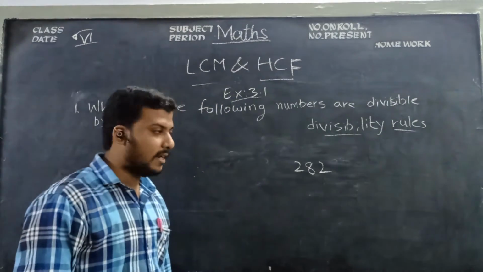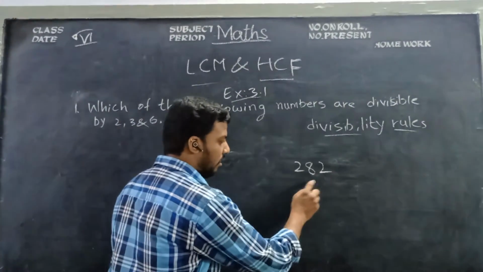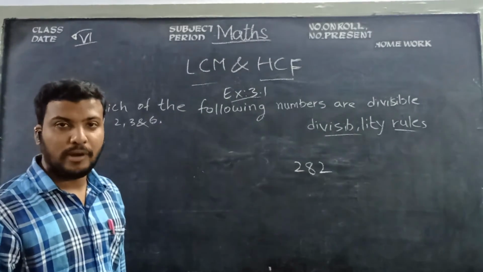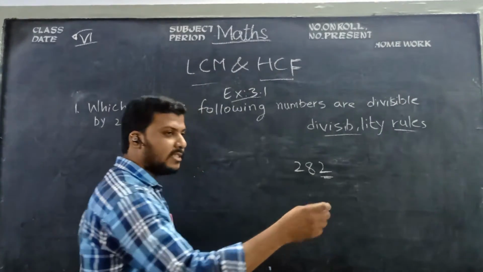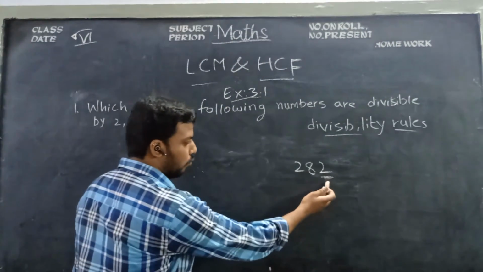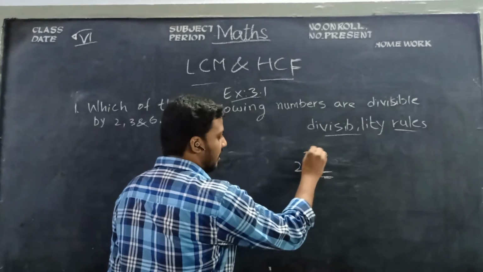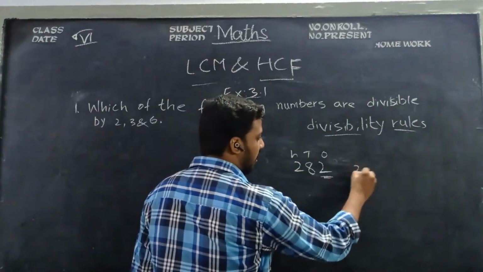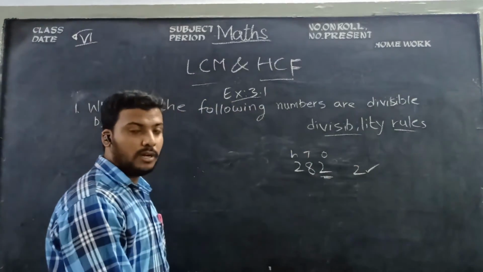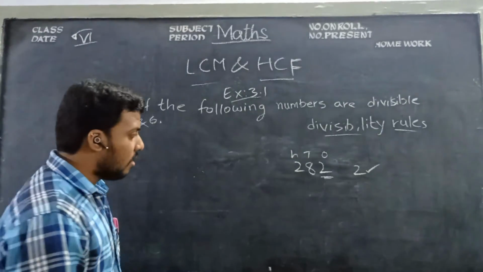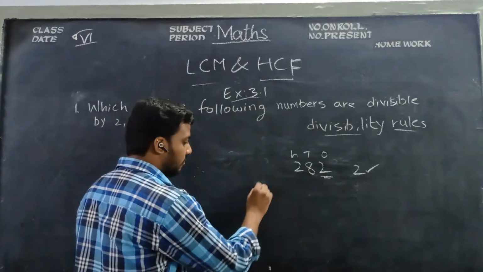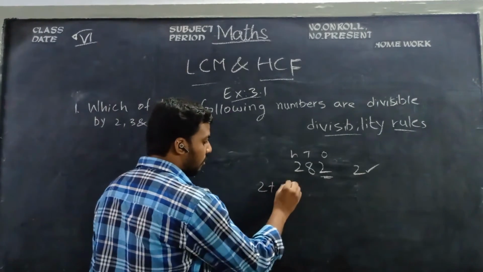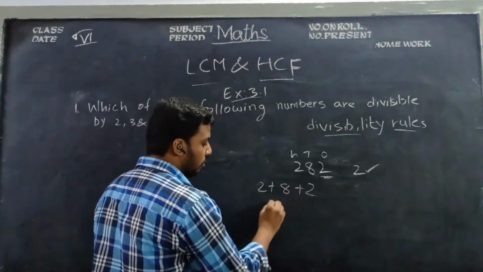Children, look here. Here it is a 3-digit number, that is 282. You know that if any number is divisible by 2, its ones place is either 0, 2, 4, 6, 8, anything. So here it is 2 in the ones place, so I can say that this number is divisible by 2. Next, coming to divisibility by 3. How can you say this number is divisible by 3? Add the digits. 2 plus 8 is 10, 10 plus 2 is 12, children.